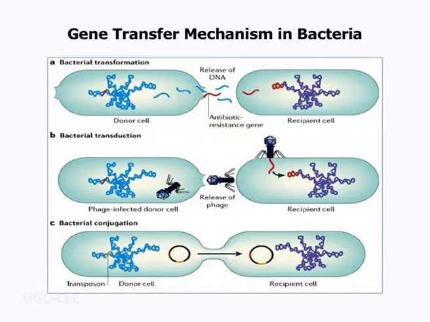And the third one is bacterial conjugation, which is the topic of today's discussion, wherein it comprises two different types of bacteria. One is called the donor bacteria. It contains a plasmid called F plasmid, where F stands for fertility, and a recipient bacteria which is devoid of that plasmid. Here the gene transfer, that is the transfer of the F plasmid, takes place from the donor bacteria to the recipient bacteria if and only if cell-to-cell contact is made.